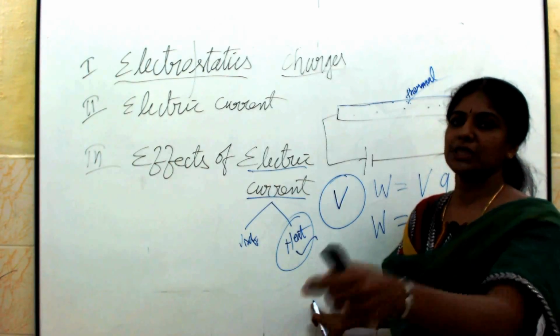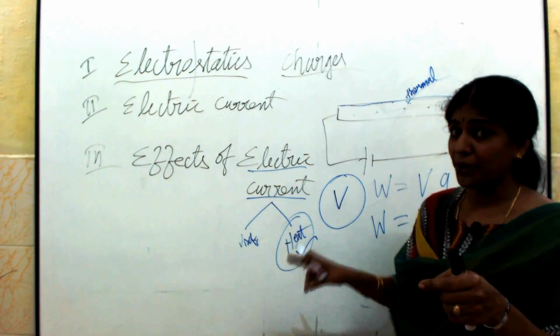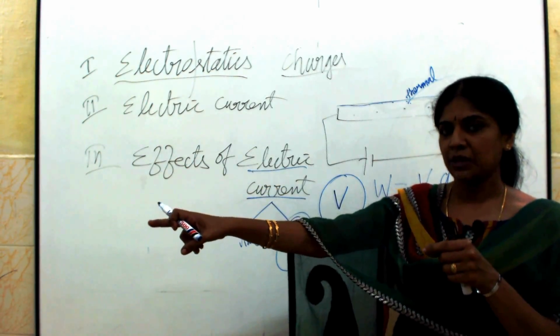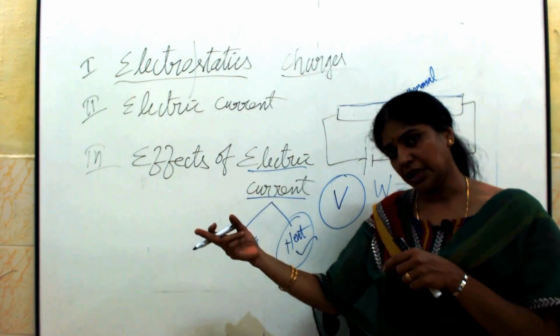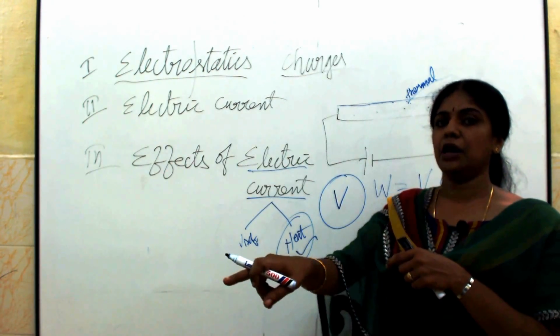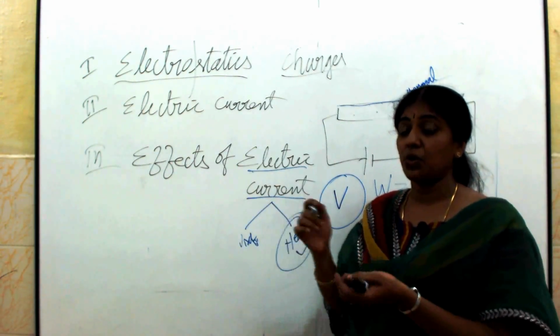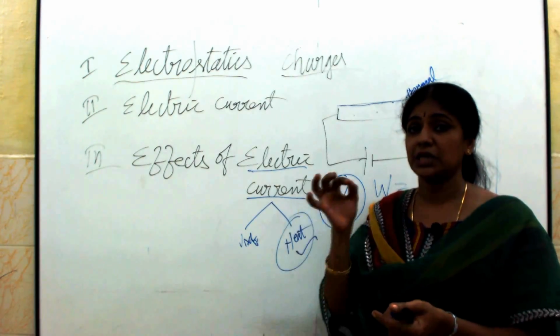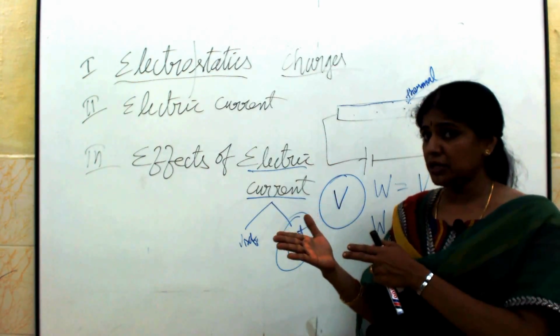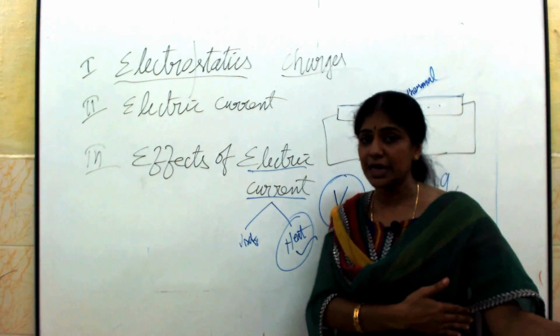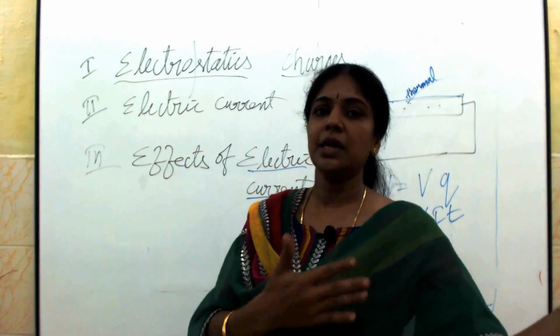So whenever a current flows, there is a heating effect. The current produces thermal energy, isn't it? So if I use this thermal energy to produce an EMF, that reverse effect we call the thermoelectric effect. So using thermal energy, if we produce an EMF, that we call the thermoelectric effect.